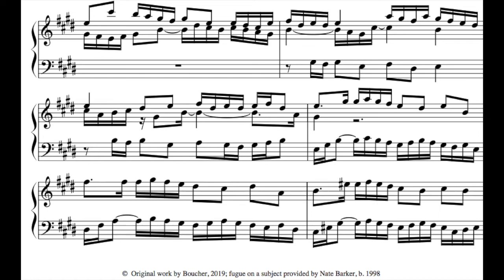So at the beginning of page 3, we have our statement in E major, and it's in the bass. And notice how the counterpoint behind this subject is not what we heard earlier. And frankly, I don't remember why I did it that way. There's our cadence to E major.